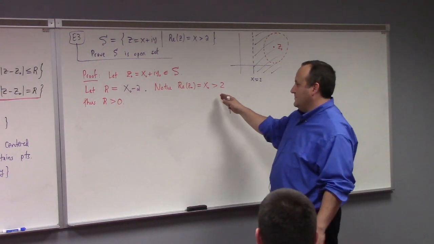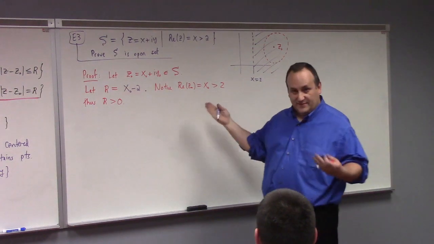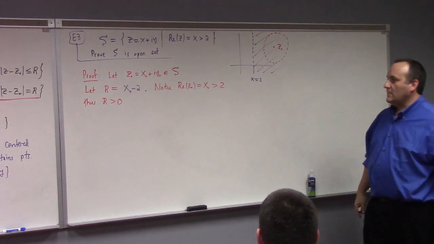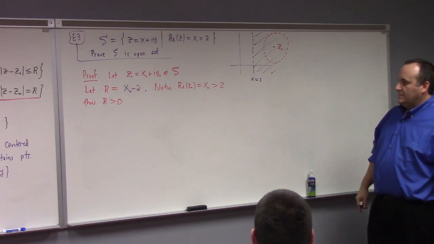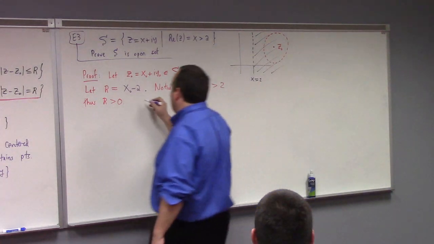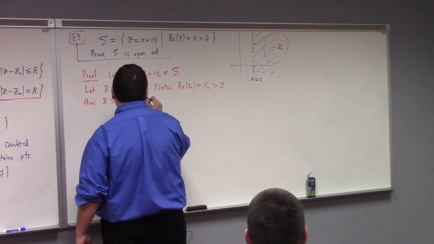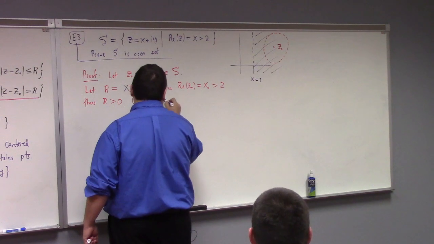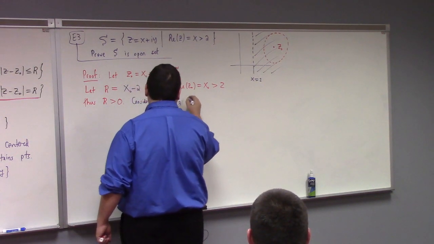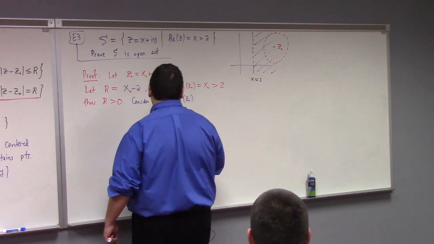Anyway, all right, so that would make x naught minus 2 positive. Great. So consider z an element of the disk of radius r of z naught.